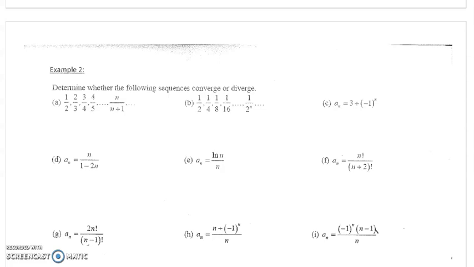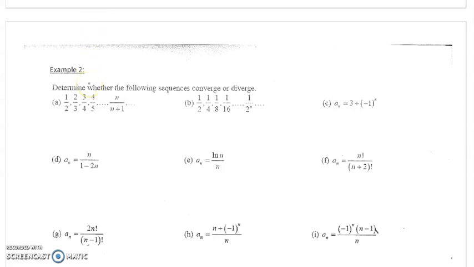All right, so let's see how we can determine the behavior of each of these sequences. We're going to try to determine whether each one of these converges or diverges. And if it converges, we're going to find out the value to which it converges. If it diverges, we are going to say why.